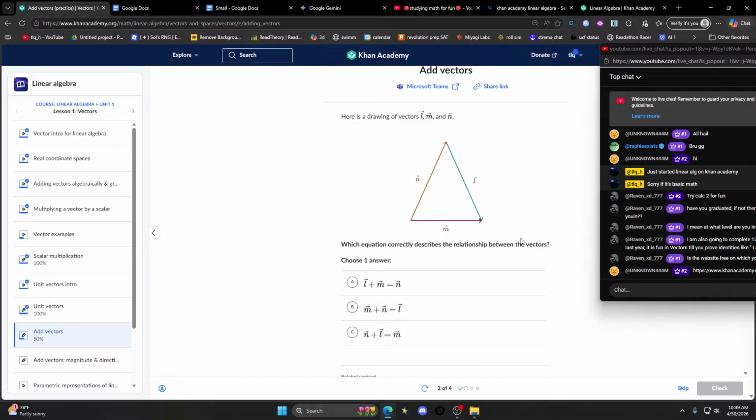It's like I'm coughing every second. Can't even concentrate. Okay. Which equation correctly... Okay, here we go. Another one of these. So it would be L plus M equals N. Okay, this has to be it.